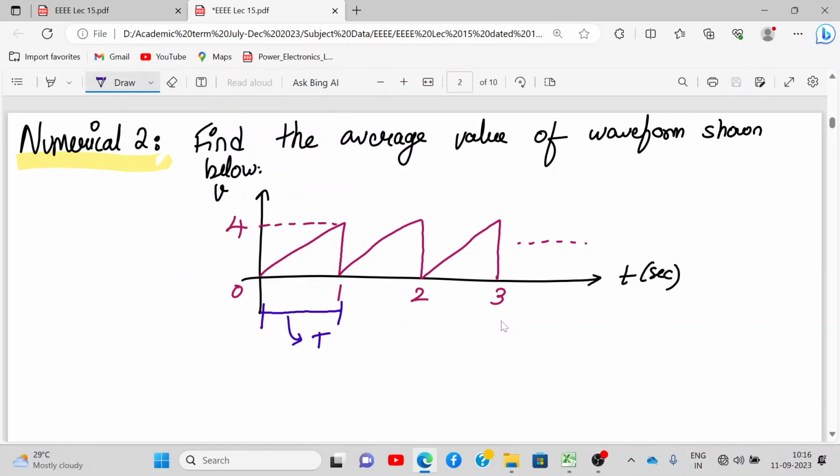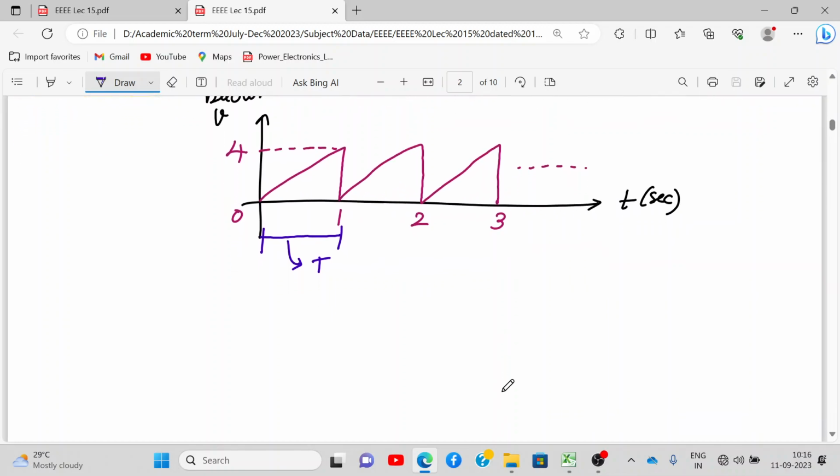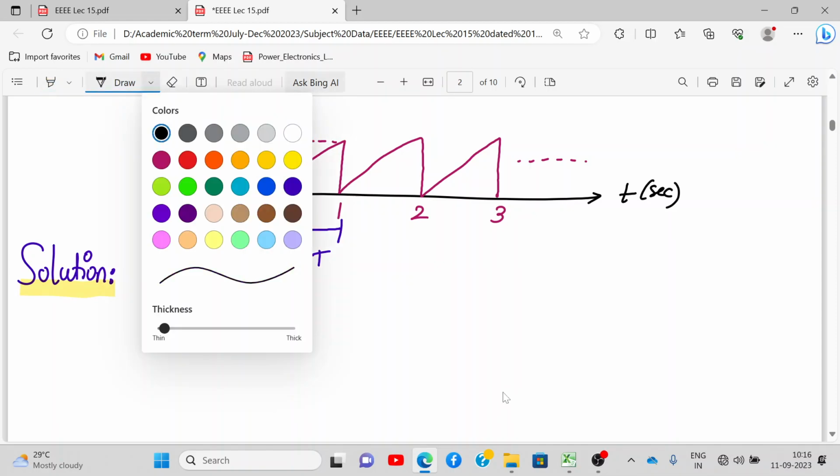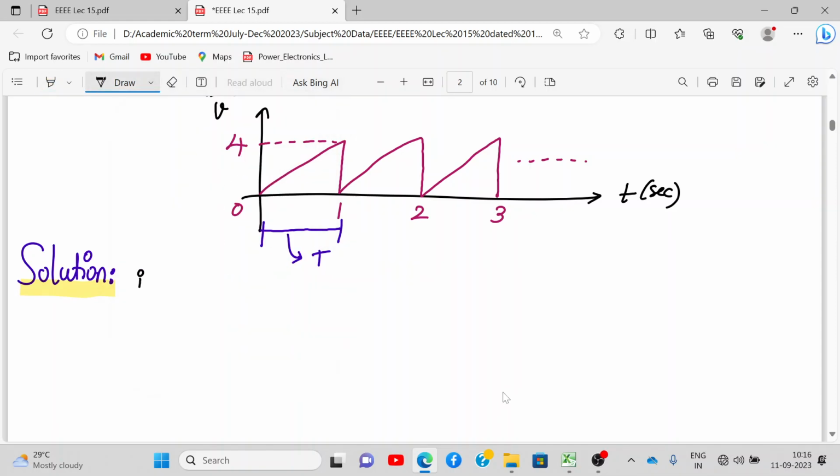Okay? Have you noted down the numerical? So let's start solving. You have to be a little quick. So first step is, what is t? 1 second. Second step, can you all tell me what is the value of v over here? What is the value of v?